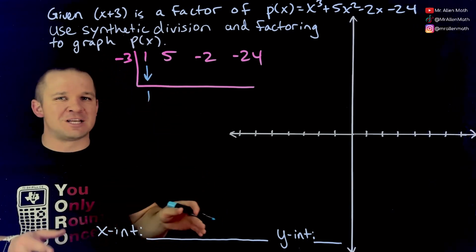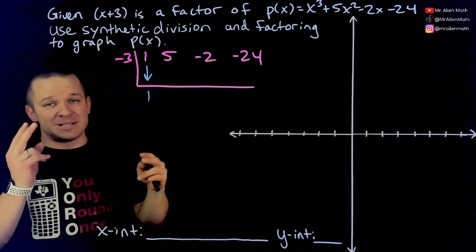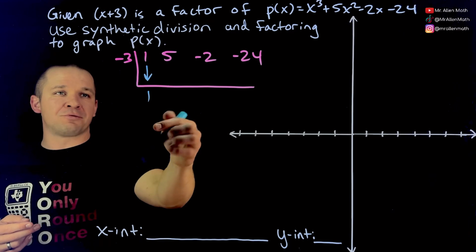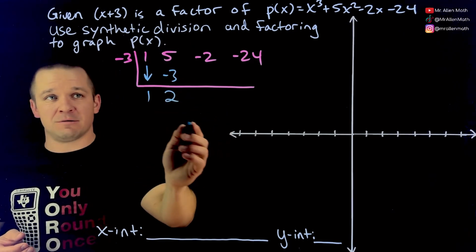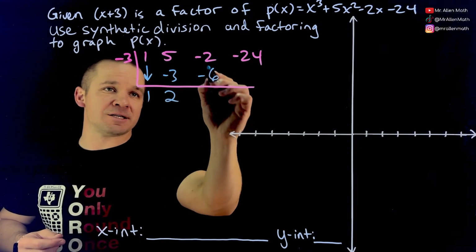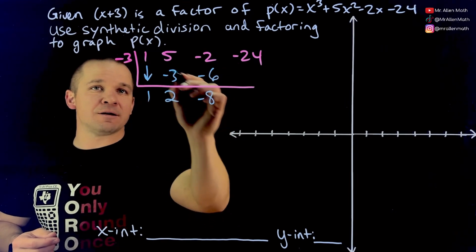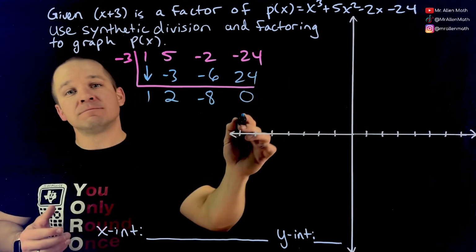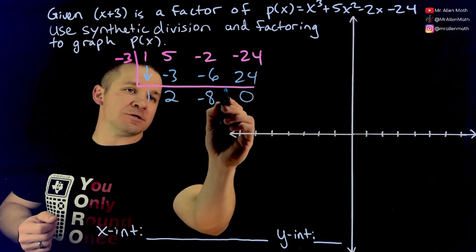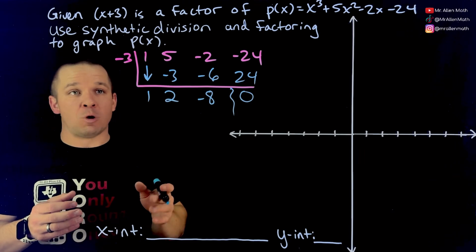Drop the 1. That's the first step. It's the only time you're going to do that. And now it's the same 2 steps over and over. Multiply -3 times 1, it's -3. Add these 2, that's +2. Multiply, that's -6. Add, that's -8. Multiply, that's +24. Add, 0. Boom. So 0 is my remainder, which is what we should get, right?